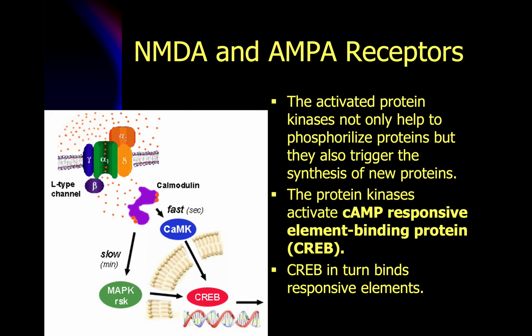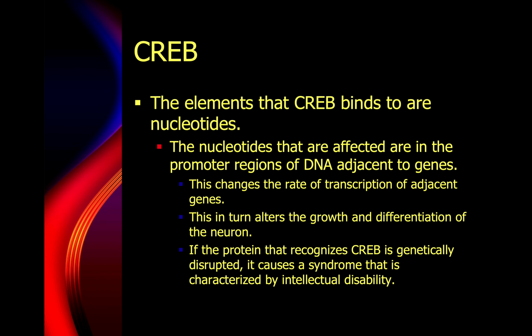The activated protein kinases not only help to phosphorylate proteins, but they also trigger the synthesis of new proteins. The protein kinases activate cAMP responsive element binding protein, or CREB. CREB in turn binds responsive elements. The elements that CREB binds to are nucleotides.